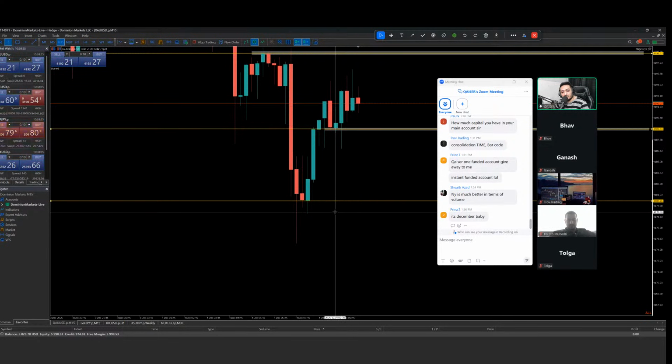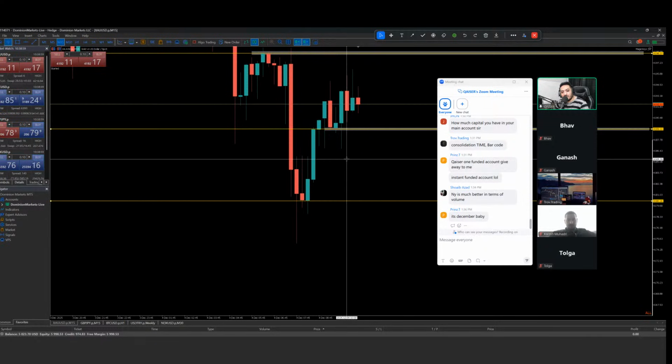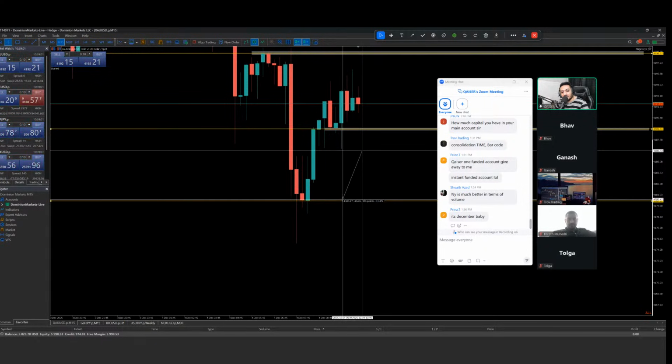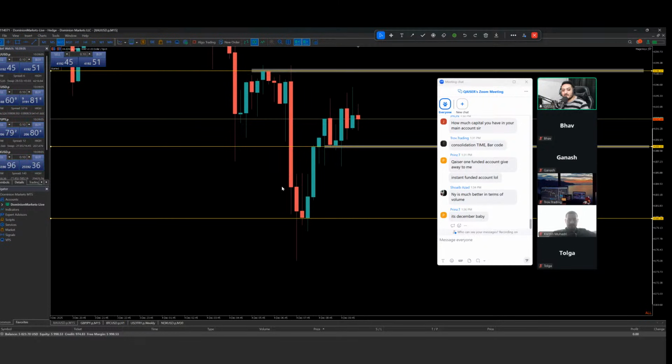Why execute somewhere here and then here, far away from this area? Even from here to here, it's a 60 pip range. So I'm not worried about a higher time frame. We'll see if I can grab some chunks by using the smaller time frames. Okay.